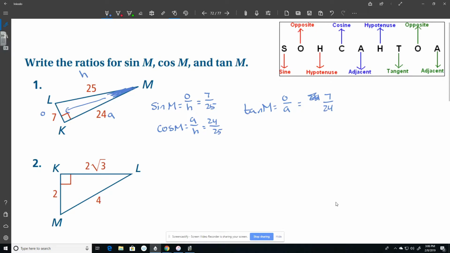Down here, I'm going to go through this example again. This is angle M that I'm interested in.